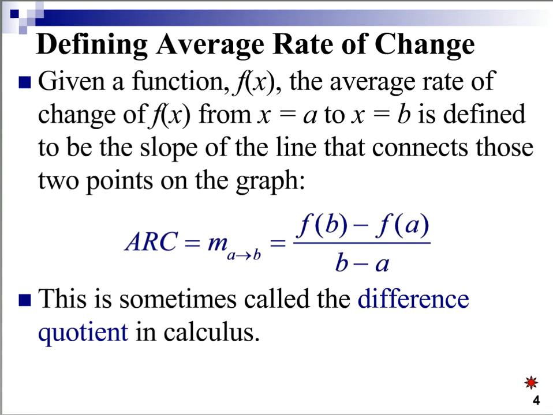So the equation that you see here in front of you for average rate of change, or ARC, is really just a slope equation. And the equation that you see here, the f of b minus f of a on the top and the b minus a on the bottom, might look confusing, but really it's just a slope calculation. So we're going to look at that on the next slide here. But before we get to that slide, we'll just make a quick note that sometimes we call this the difference quotient in a calculus course. So let's take a look at where this equation comes from visually.